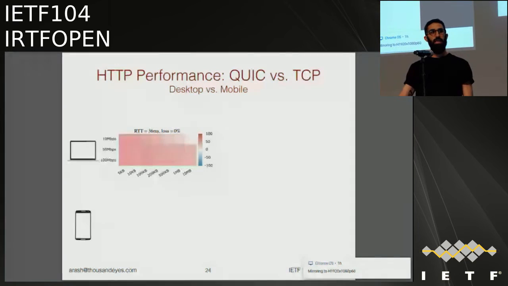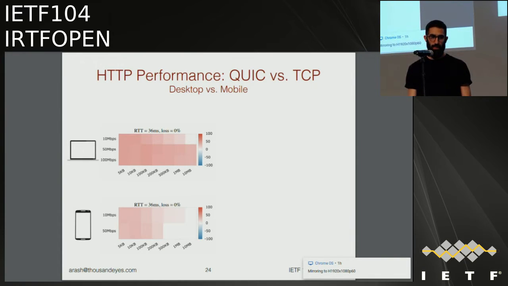However, we redid the same exact experiment, but this time the client is a mobile phone. And what we saw is that while Quick is still doing at least as good as TCP, you don't see any blue cells in there, the performance gains of Quick started to diminish. So Quick is doing better than TCP, but the gap is not as big as for a desktop client. So we want to see why this is happening.